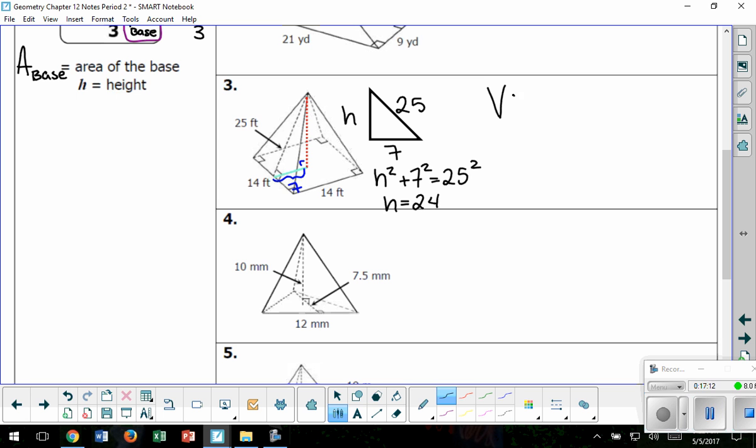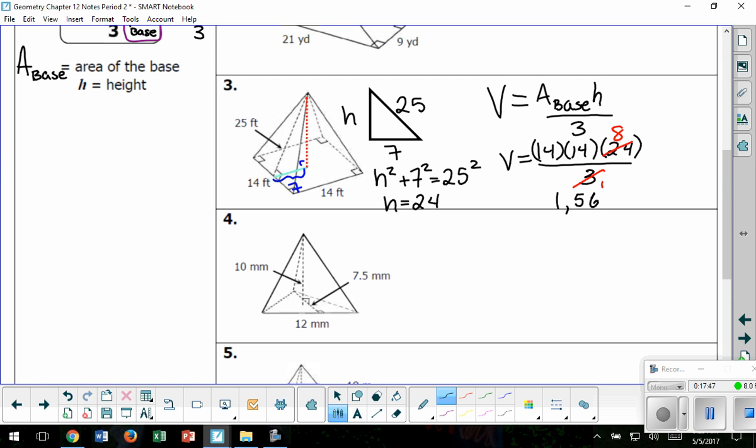So volume equals the area of the base, times the height divided by 3. So volume equals 14 times 14 times 24 divided by 3. You know me, I'm going to reduce this. So what is 14 times 14 times 8? 1,568 feet cubed. Good.